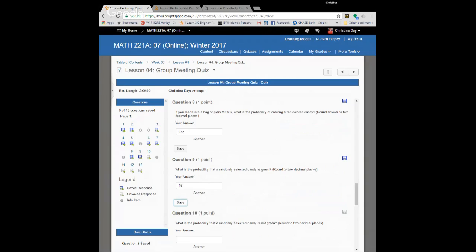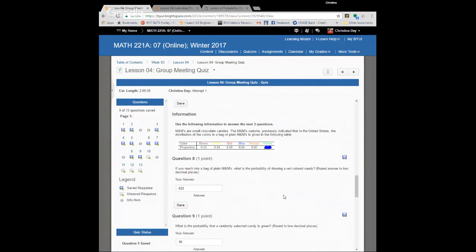Do we have to? Not the 0.16. That's not your probability, though. It says, what is the probability that a randomly selected candy is green? Oh, that's my proportion. Yeah, the proportion would be that amount, and then you've got to figure out the probability, which would be dividing it by 6. So 0.027. Yeah, 2 decimal places, so it's 0.03. Okay.